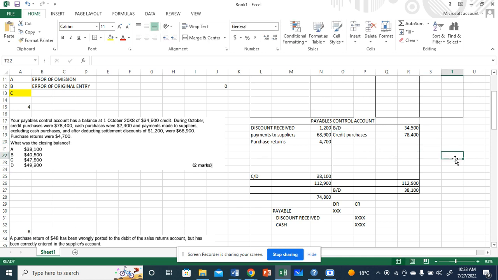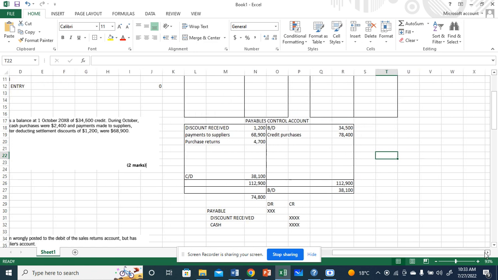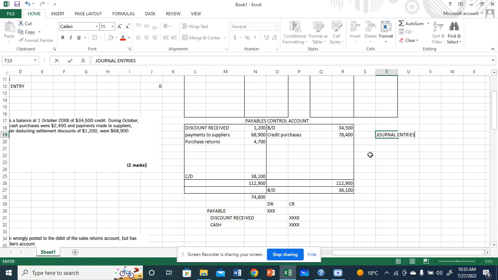Any other queries? Should I also just add the journal entries for clarification's sake as you are revising this? Add the journal entries. For credit purchases, you debit purchases and you credit the payable. So let's put also the journal entries to accompany this to help you start. So credit purchases, you debit purchases. And you credit the payable.